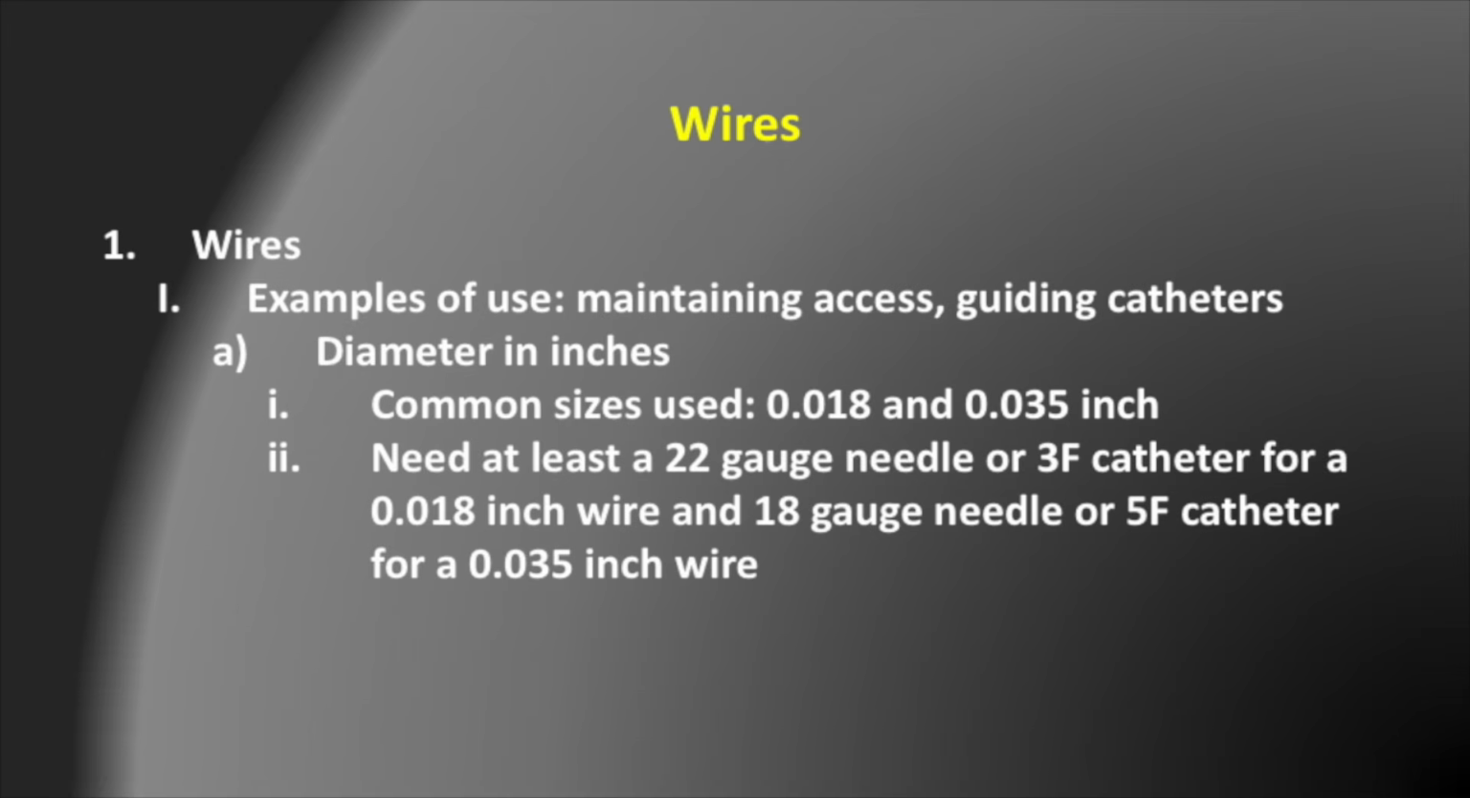Now, you'll notice a concept we talked about before. You'll need a bigger French catheter to accommodate a bigger wire, but you'll actually need a smaller gauge needle to accommodate a larger wire. This is because the smaller the gauge of a needle, the larger the lumen. I know this can seem a little bit confusing, and I'll have a video demonstration at the end of how these systems work together.